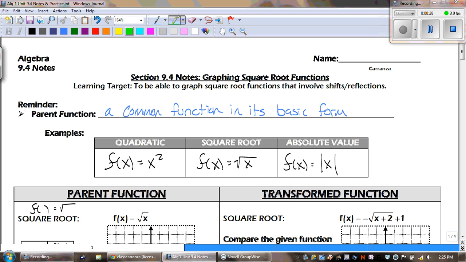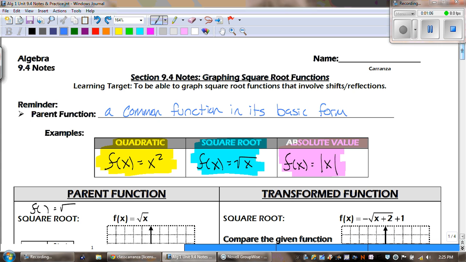So yesterday we talked about a quadratic, which was f of x equals x squared. That was the parent function, okay? The most common. Today, we're going to be talking about square roots. And the square root is f of x equals the square root of x. And then tomorrow, next time we do a video, we're going to be talking about the absolute value of x equation, okay? So today, all we're talking about is this guy.